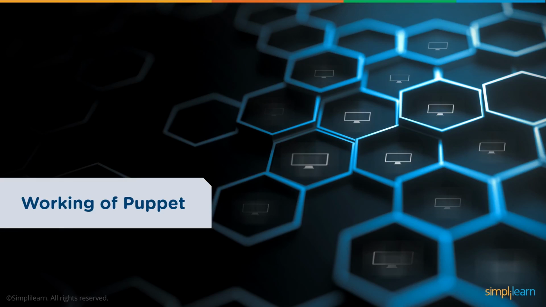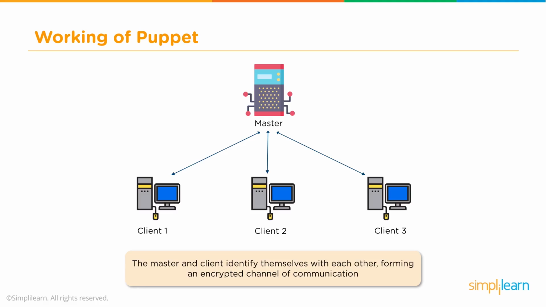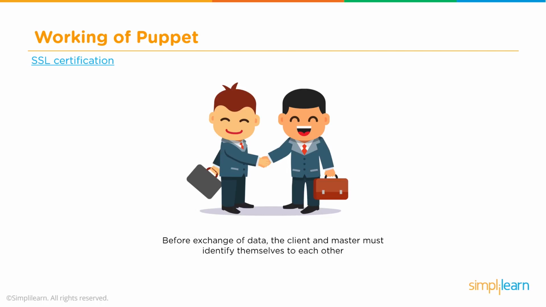So now that we have had a look at the various components of Puppet, let's see how these work together. So we have a master and we have 3 clients. Before any information can be transferred between the master and the client, it's important that these components recognize each other. Also, there needs to be an encrypted channel of communication between each pair of master and client. All the data which is transferred between the master and the client flows through this channel. So let's see how this entire procedure of recognizing each other works.